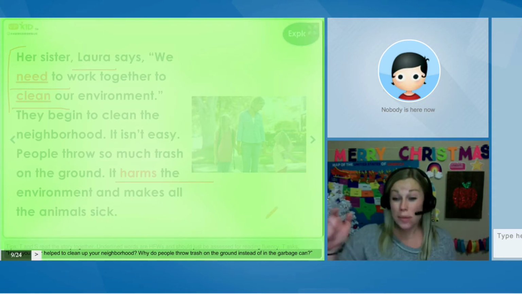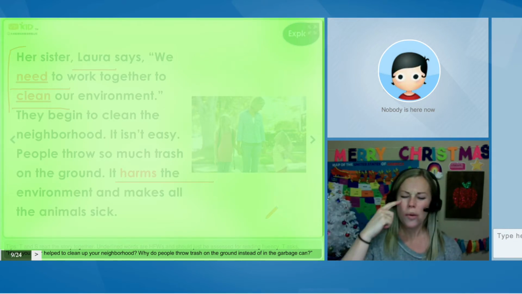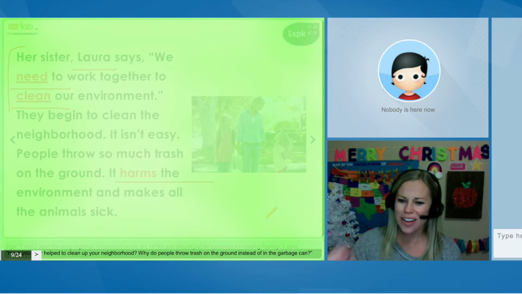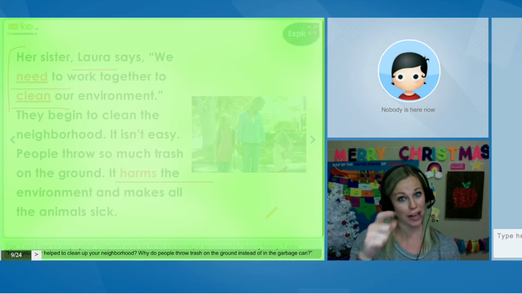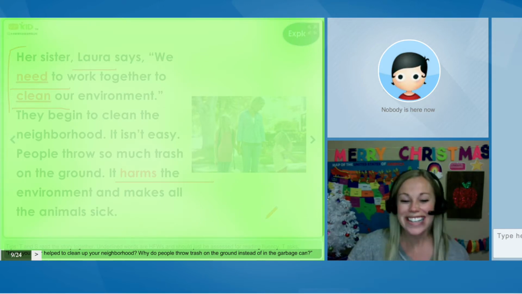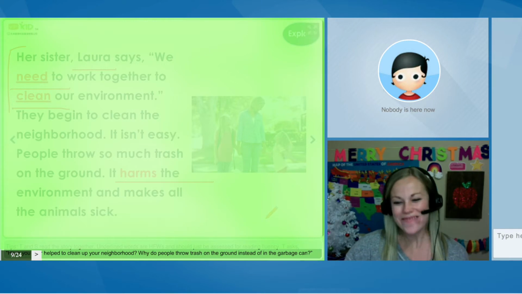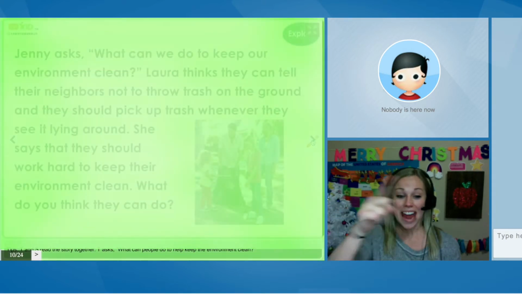Have you ever helped clean up your neighborhood? Yes. Why do you think people throw trash on the ground? It is much easier. It is. Have you thrown trash on the ground? Are you sure? I knew it. You will not anymore. This is number 2. What are they doing here? Yes. Good. Now we get to the third one.